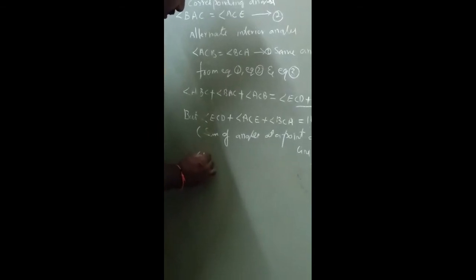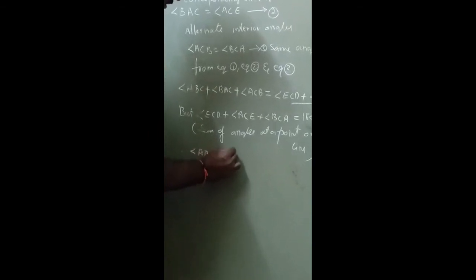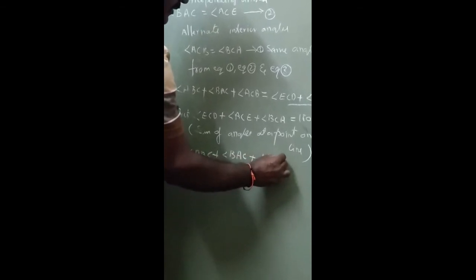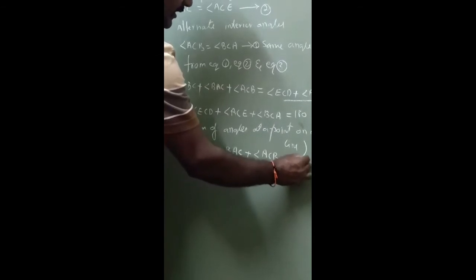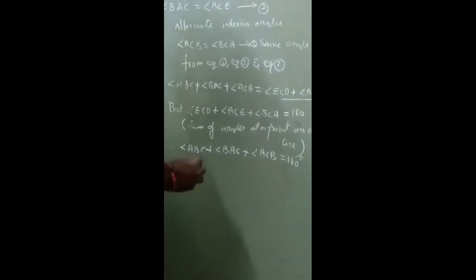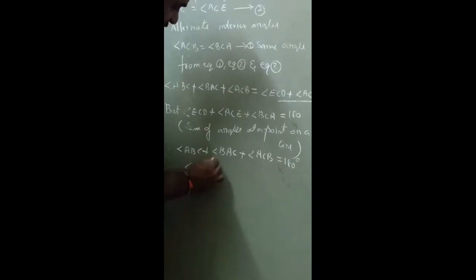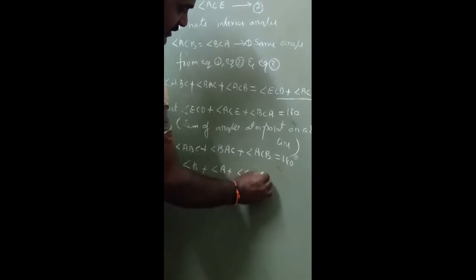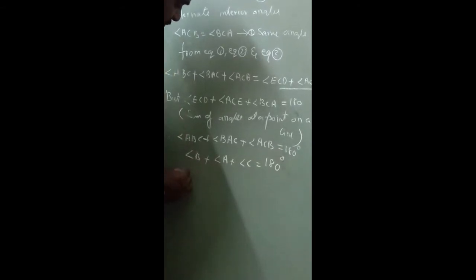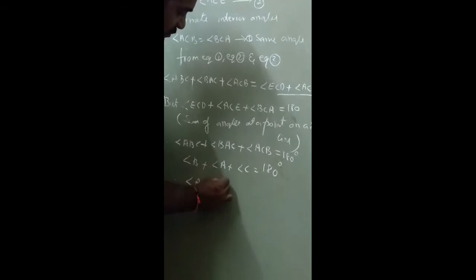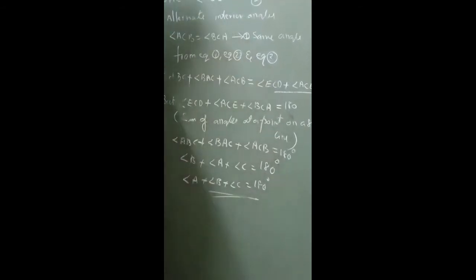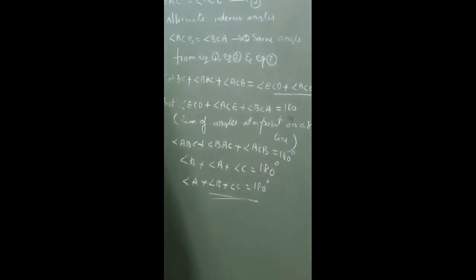So therefore angle ABC plus angle BAC plus angle ACB is equal to 180 degrees. So therefore angle ABC is angle B, angle BAC is angle A, angle ACB is angle C, and the sum is 180 degrees. Therefore angle A plus angle B plus angle C is equal to 180 degrees. The sum of these three angles is 180 degrees.